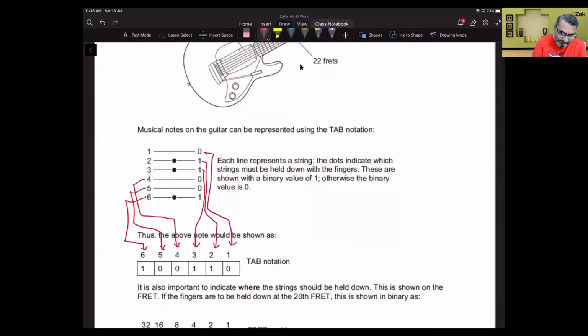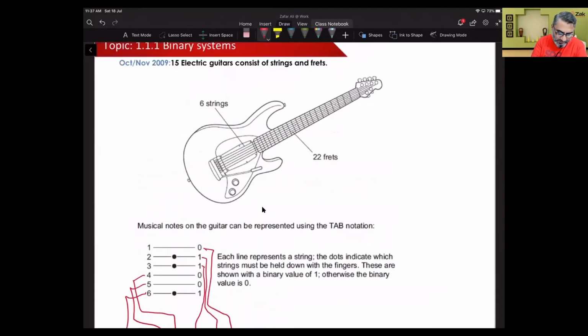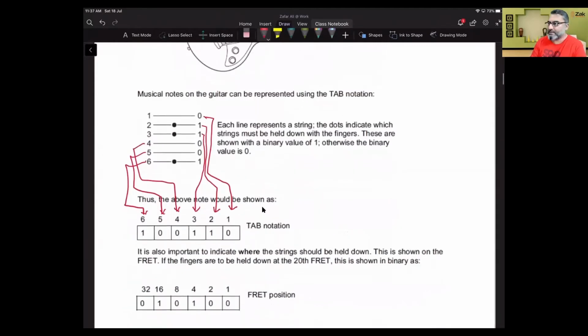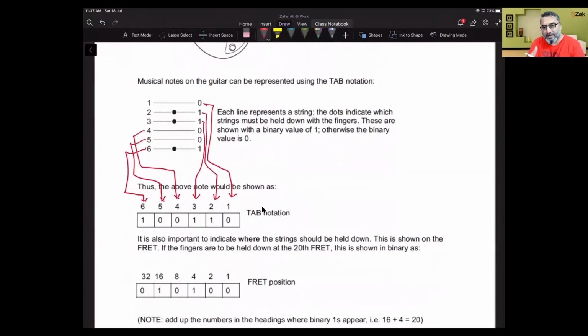So it means that, अब देखिए यहाँ पर musical notes on the guitar can be represented using a tab notation. Each line represents a string. All right, so this is string 1, 2, 3, 4, 5, 6. As they said, there are actually 6 strings. Every single string is represented by its bit in the register. Now, what is the purpose of this? When you play music on this guitar, the guitar will record that into the register.